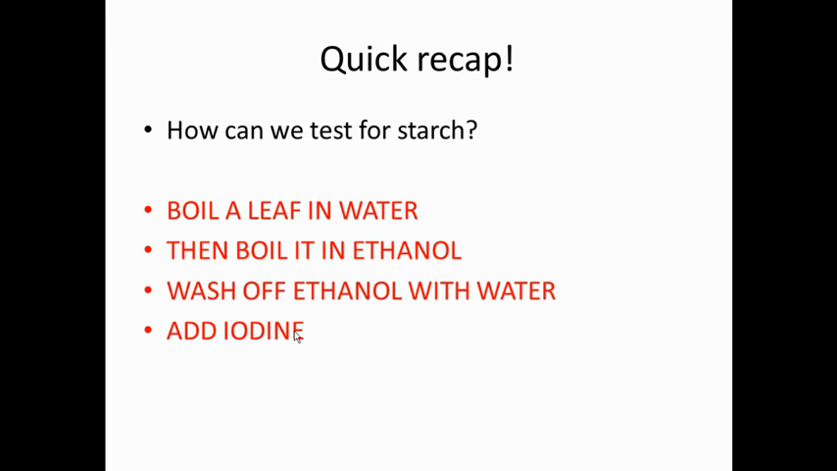Okay, let's see how we've done. So, first stage, boil a leaf in water, then boil it in ethanol, wash off the ethanol with water and add iodine. So those are the 4 main stages, okay?